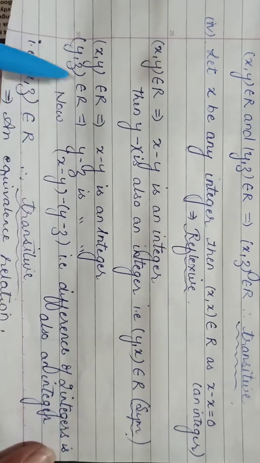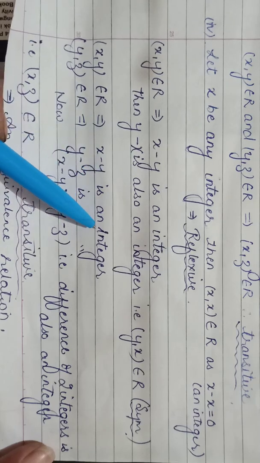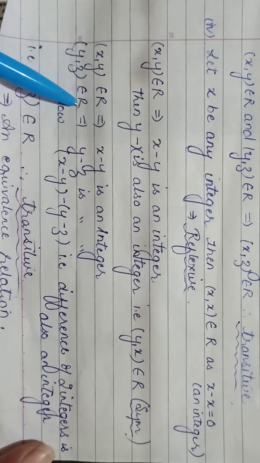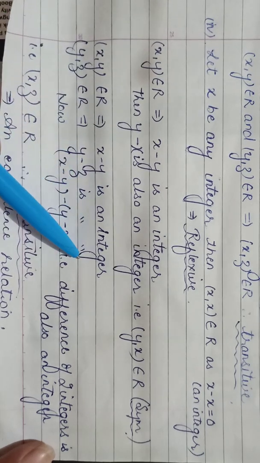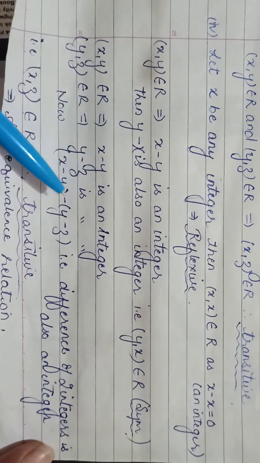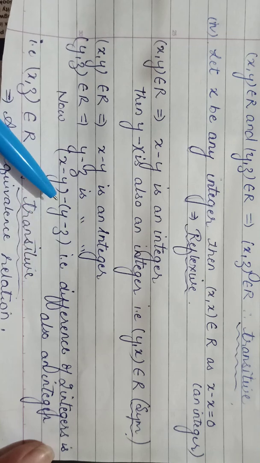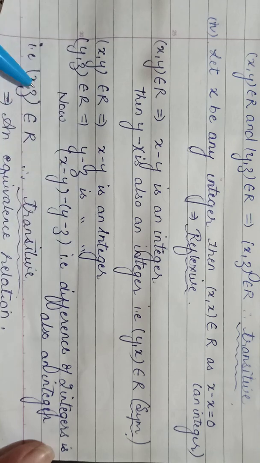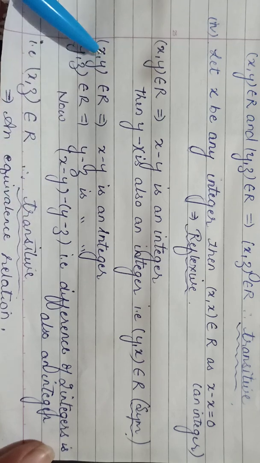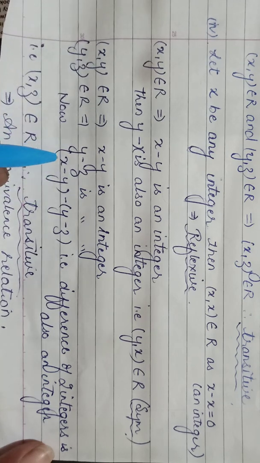Now for the transitive nature, if (x, y) belongs to the relation, then x minus y is an integer. (y, z) belonging to the relation, this y will be repeated here, then y minus z would also be an integer. Now if I consider the difference of these two integers, that would also be an integer. So we conclude that x minus z would also be an integer. You need not show this working if you want.